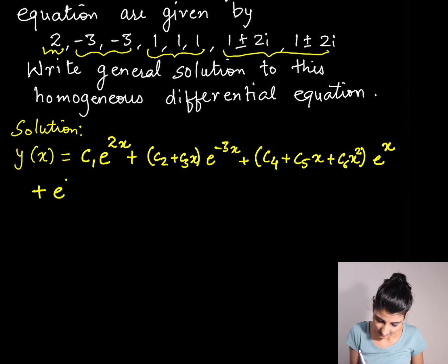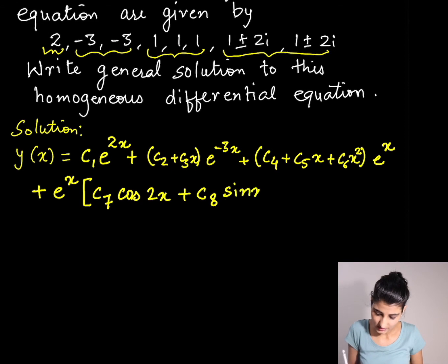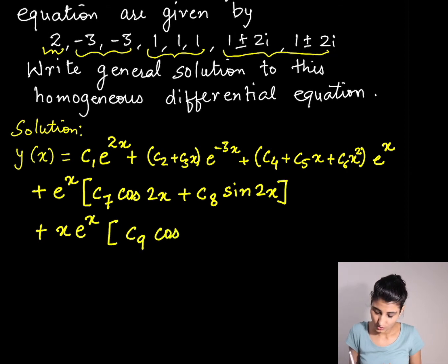So e power x, c7 cosine 2x plus c8 sine 2x corresponding to 1 plus minus 2i, but we have one more 1 plus minus 2i, so we multiply that one with the x. c9 cosine 2x plus c10 sine 2x.